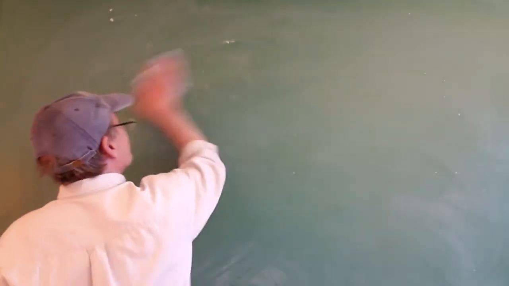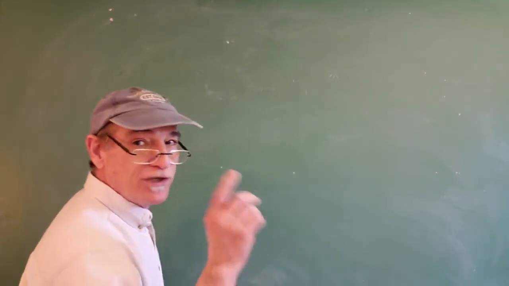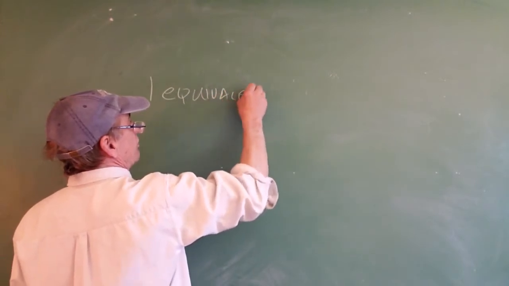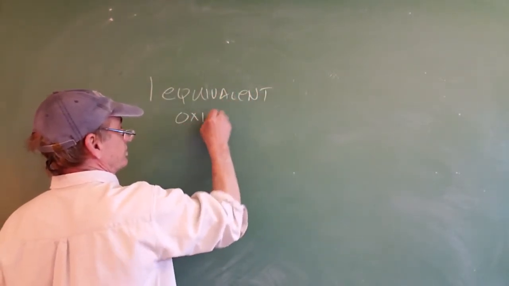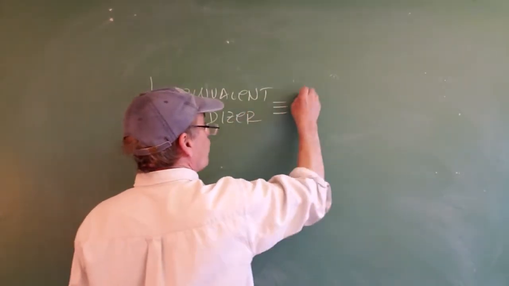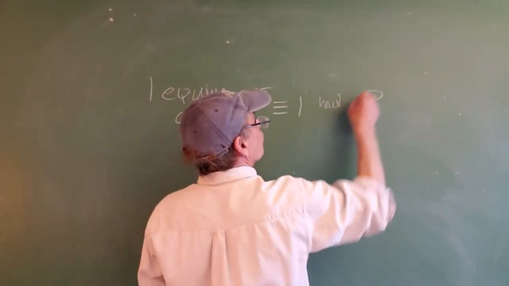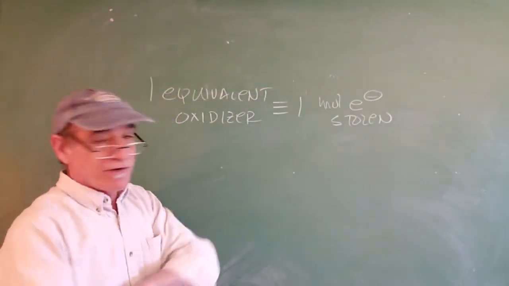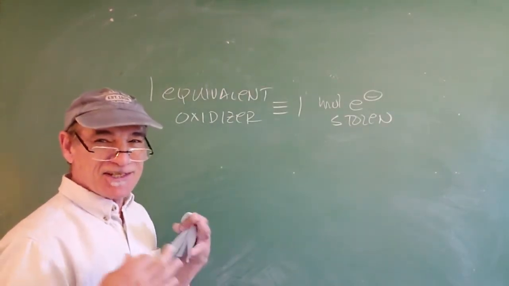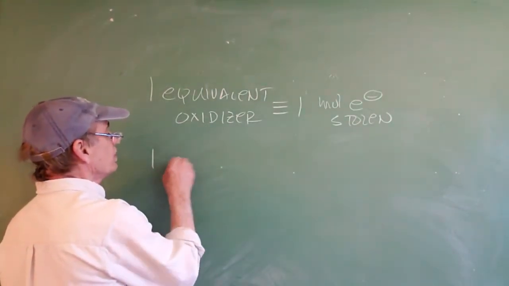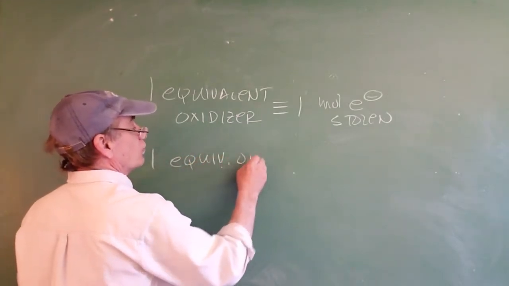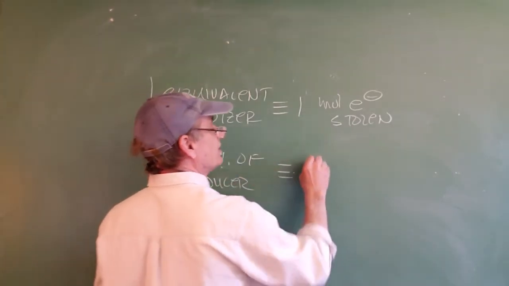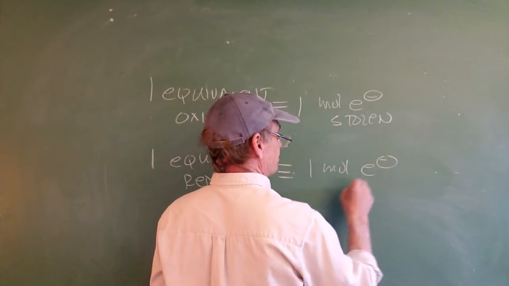This is a tug of war over electrons. Okay, if we define one equivalent of an oxidizer as 1 mole of electrons stolen. So if I had an oxidizing agent and it was willing to steal 1 mole of electrons, I'd call that 1 equivalent of oxidizing power. Okay, well, 1 equivalent of reducer would be the ability to give away 1 mole of electrons given.